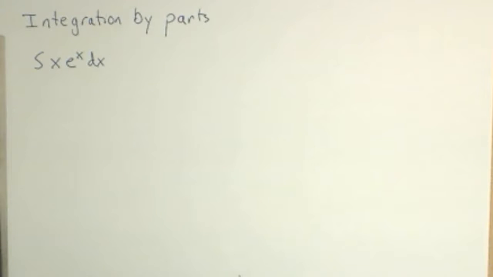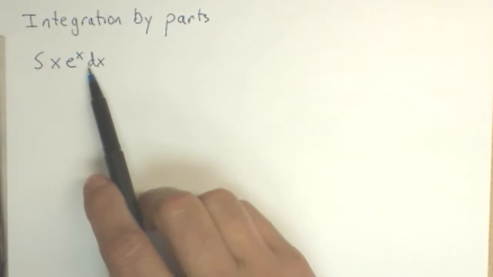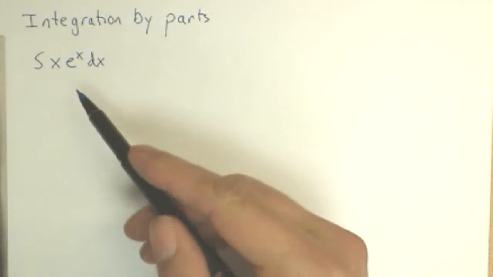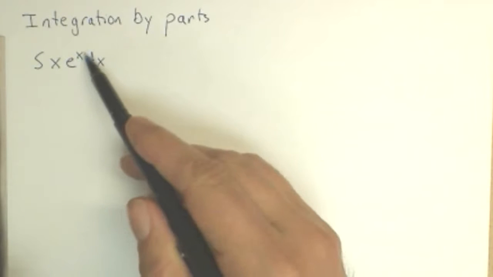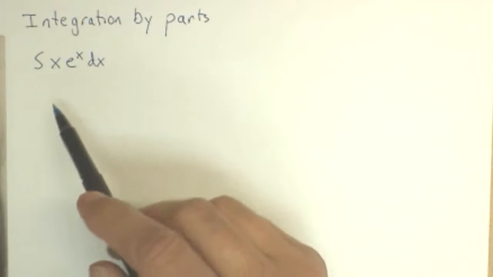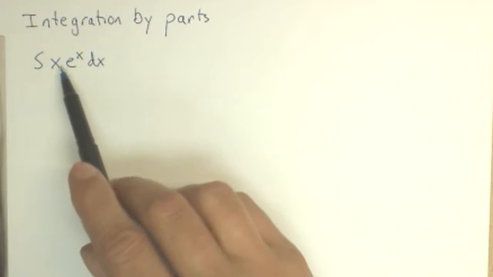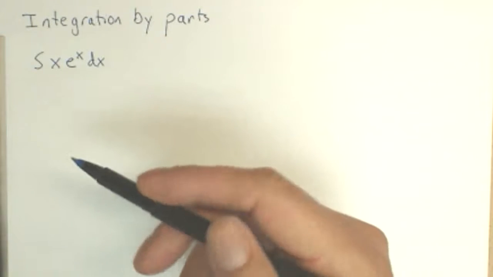Continuing our discussion of integration by parts, we have something to integrate: x e to the x dx. Now this probably won't work by substitution, because there's nothing up here that x is the derivative of; a constant would be. So this is why we probably think we have to do integration by parts. We have two things multiplied together, and we obviously don't have a product rule for integration.